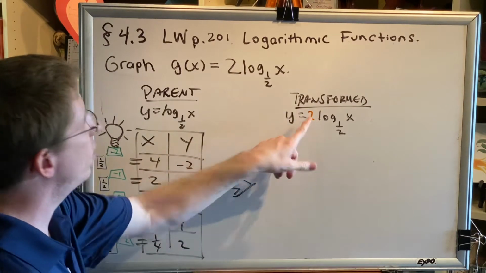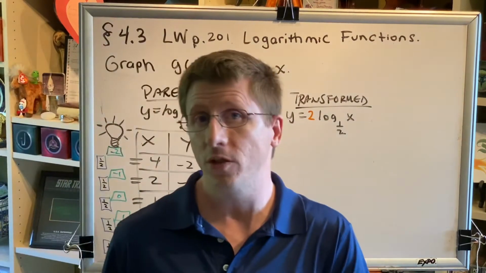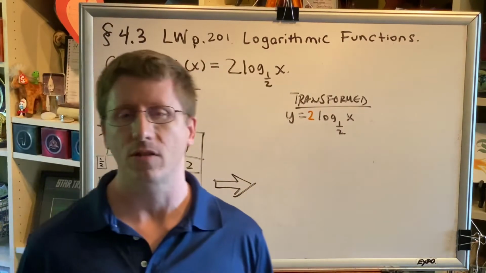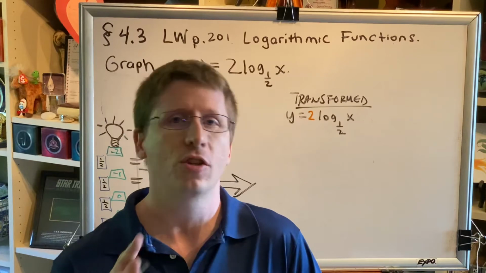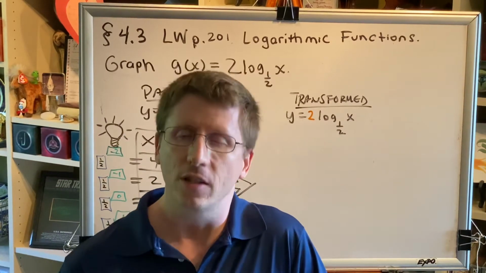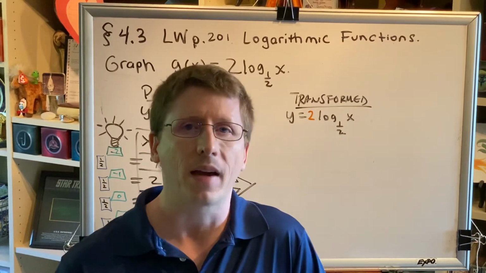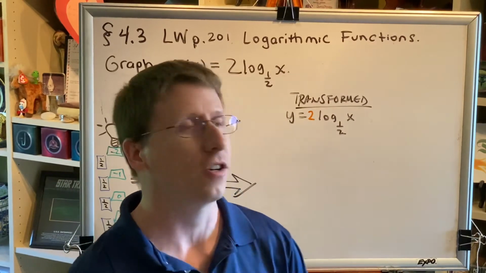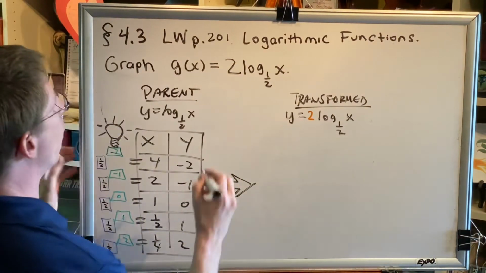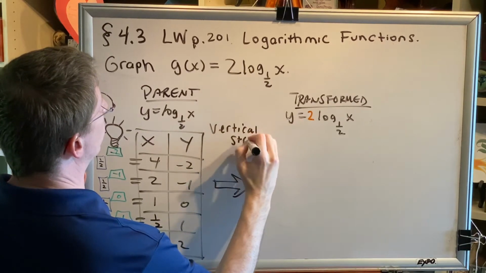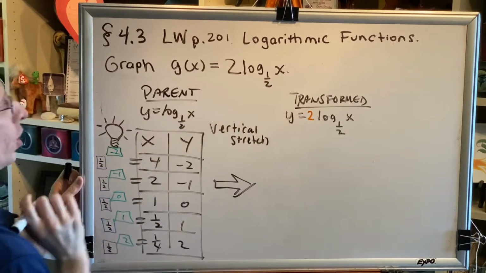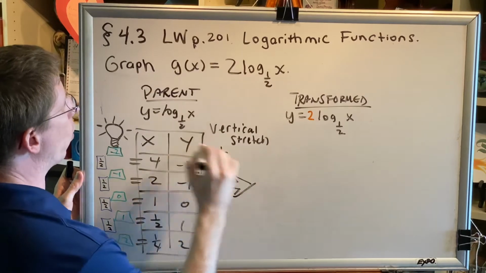The only observed change is this 2. The 2 is multiplying outside far from x. Outside far from x means it's vertical. Multiplying means it's a stretch or shrink. Because it's vertical, it behaves the way we would expect. Greater than 1 is a stretch. So this 2 represents a vertical stretch. As a vertical, it only affects the y coordinates.